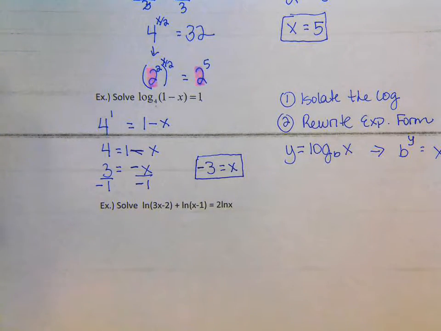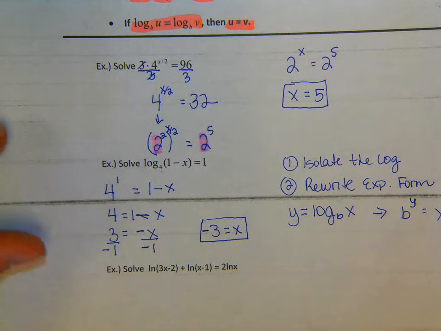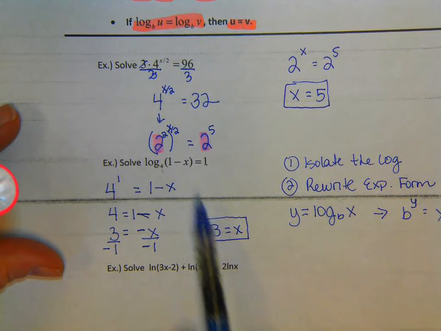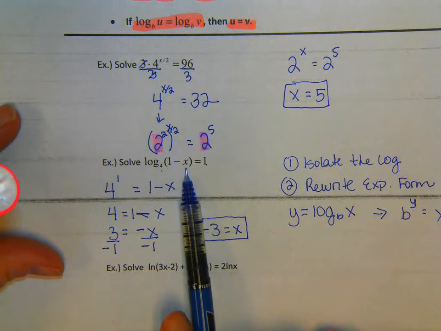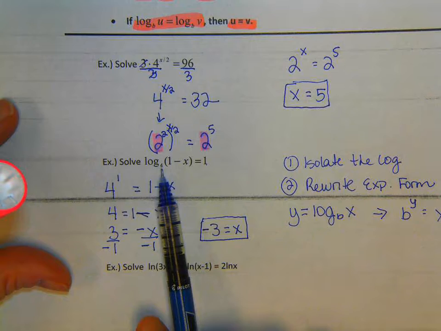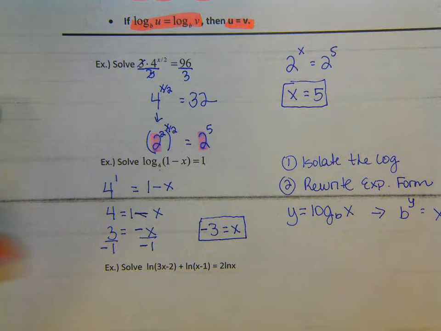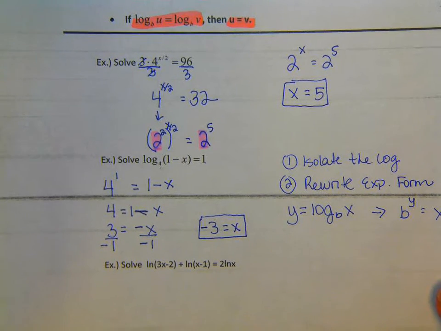Now going back, if I check in the original, because logarithms sometimes can have extraneous answers, if I put this in, I'd get 1 minus a negative 3, which is 4. And sure enough, the log base 4 of 4, what power of 4 is 4? Is equal to 1.